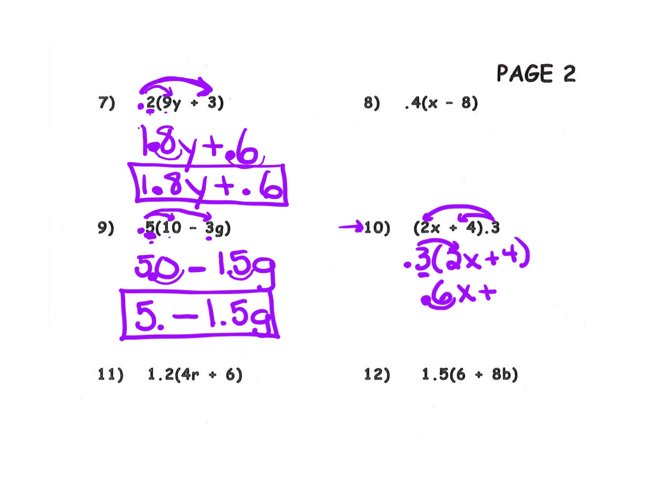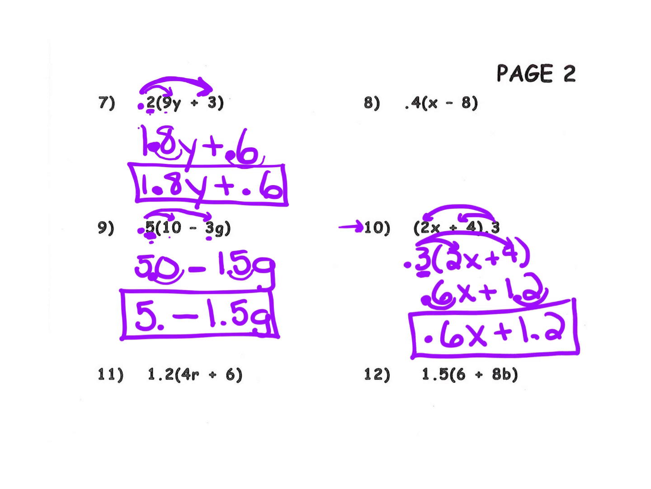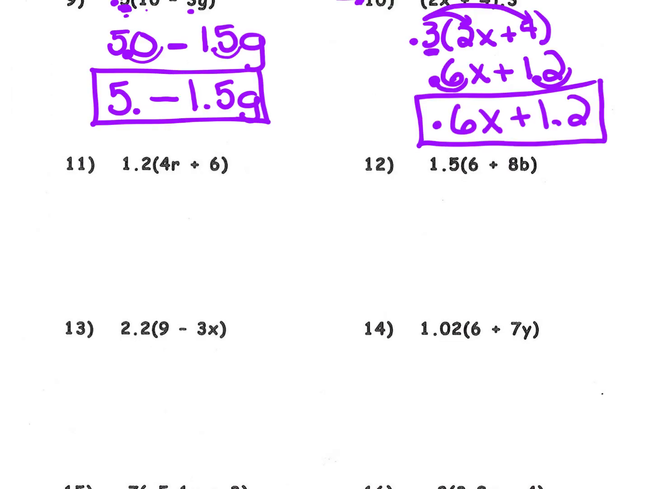Bring down the plus sign. 3 times 4 is 12, but again, because of the single decimal position in 0.3, you must scoop once. Your final answer in this particular problem is 6/10 x plus 1.2. Let's move on to some of the problems at the bottom. Take a look at problem 13.